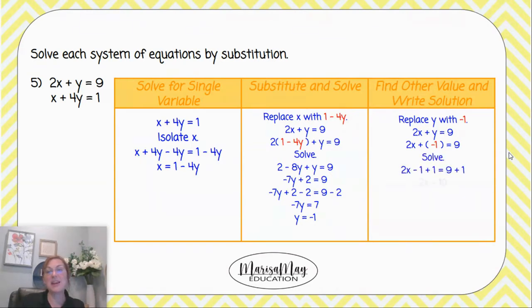And that gives me 2x equals 10. And then I can divide both sides by 2. I'll get x equals 5. That's the other half of the solution. So remember, this is where I want to write it as an ordered pair. Think alphabetical order, x, then y. So I get 5, negative 1.